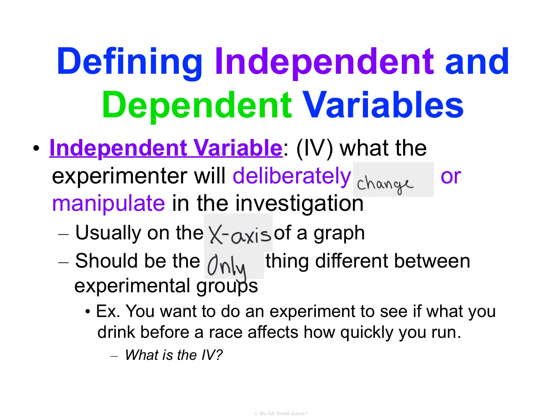So if you look at our example, you want to do an experiment to see if what you drink before a race affects how quickly we run. So we want to identify what our independent variable is. So this is what we are changing or manipulating. So you would be changing what they are drinking.